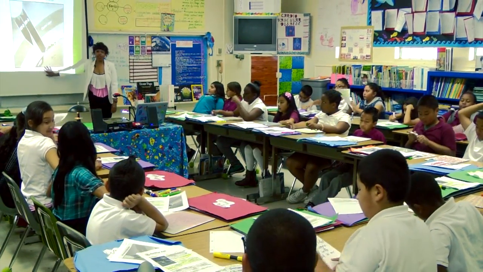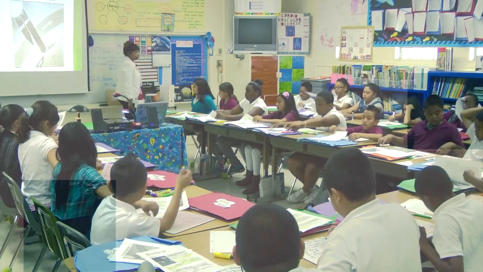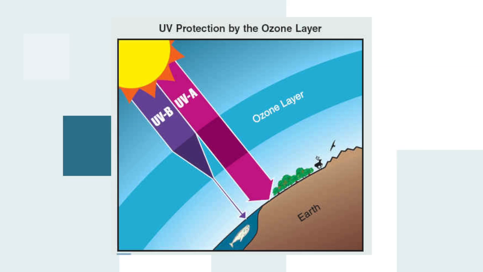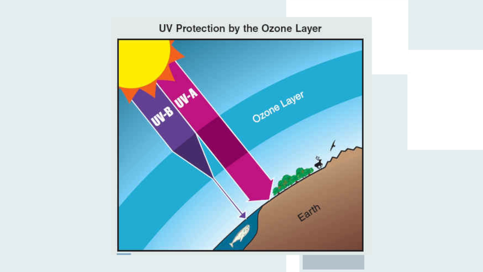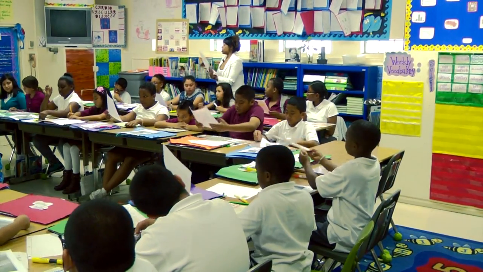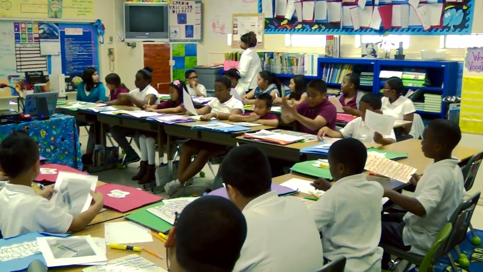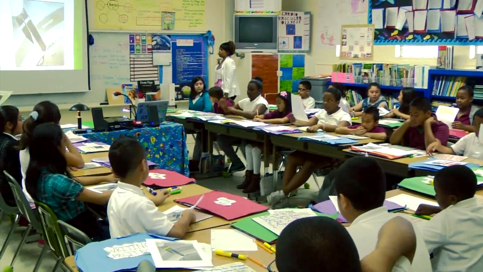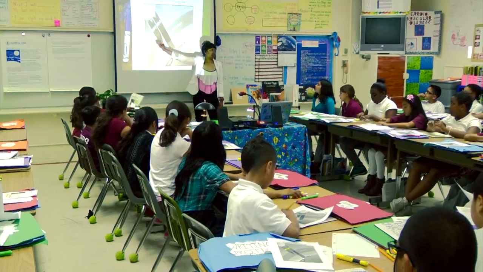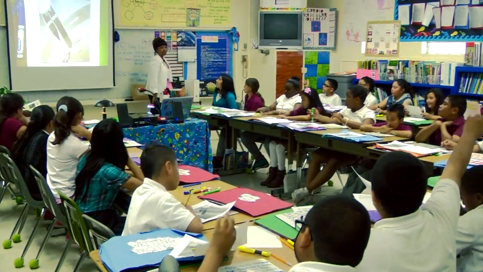Diagram of our ozone layer, so pull that out. And as we share with each other our thoughts about why our author chose to include this, you can also have your ozone layer right in front of you. So for example, where's our energy source coming from? And what are the two types of UV rays that the sun is pouring out onto our planet?